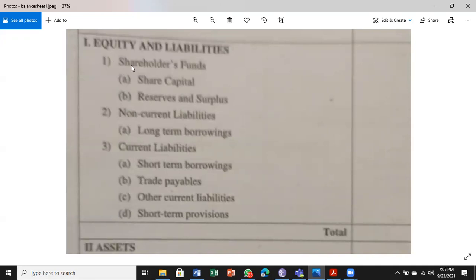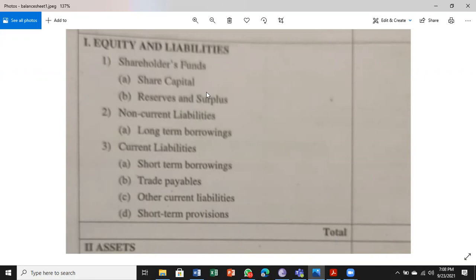First one is under liabilities. Number 1 is shareholders funds. So first we have to understand who is a shareholder. A shareholder is a person who has invested in the share capital of the company, that is, who has put the capital into the business of the company. The money that belongs to the owners of the company is called shareholders funds.